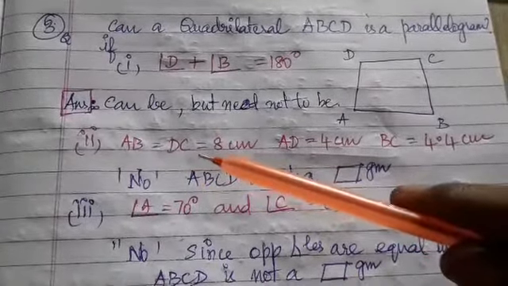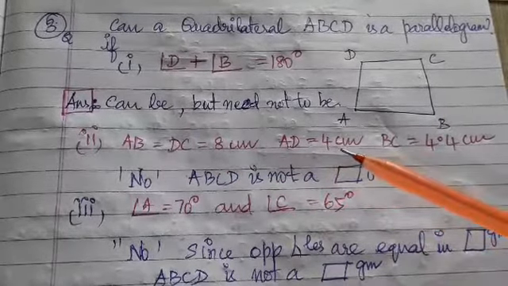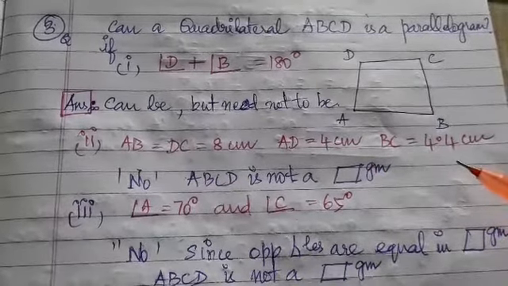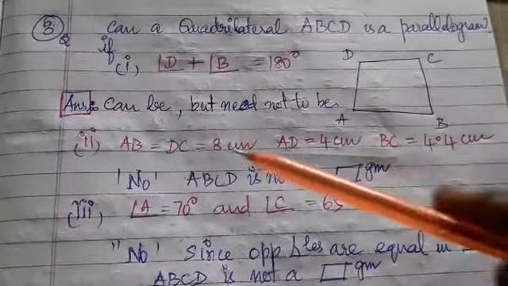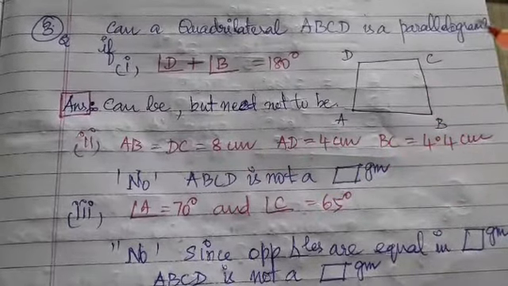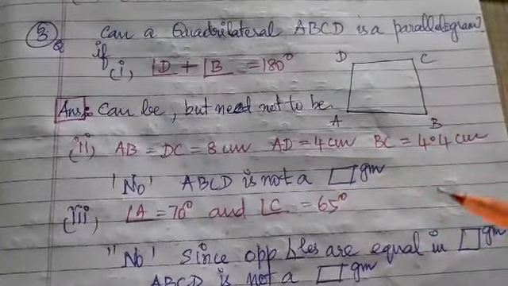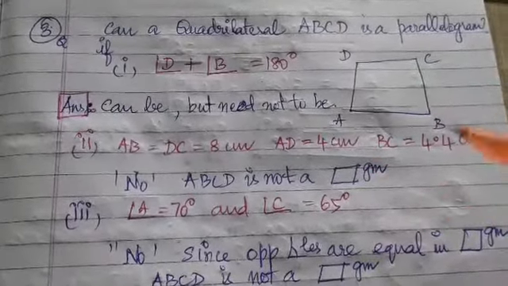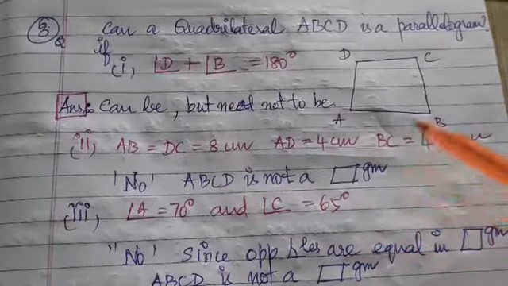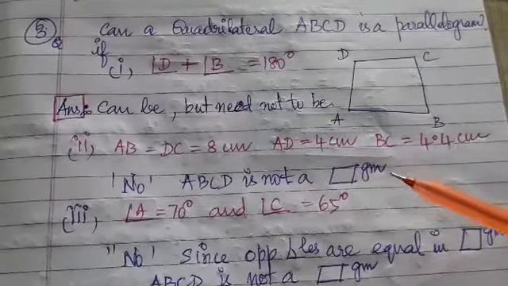AB equal to CD equal to 8 centimeter, and AD is 4 centimeter, BC is 4.4 centimeter. So is it possible that it is a parallelogram? No. Opposite sides AB and CD are given as 8, so they are parallel and equal. AD is given as 4 centimeter, but BC is given as 4.4 centimeter. So it is not valid. So no, ABCD is not a parallelogram. In a parallelogram, opposite sides are equal and parallel. So it is not a parallelogram.